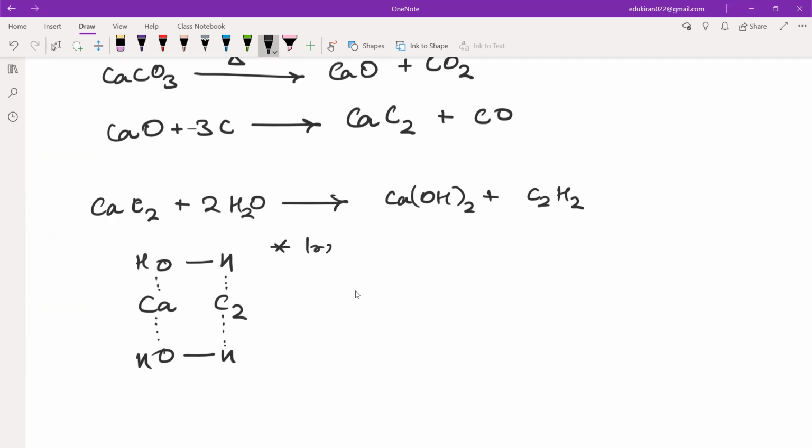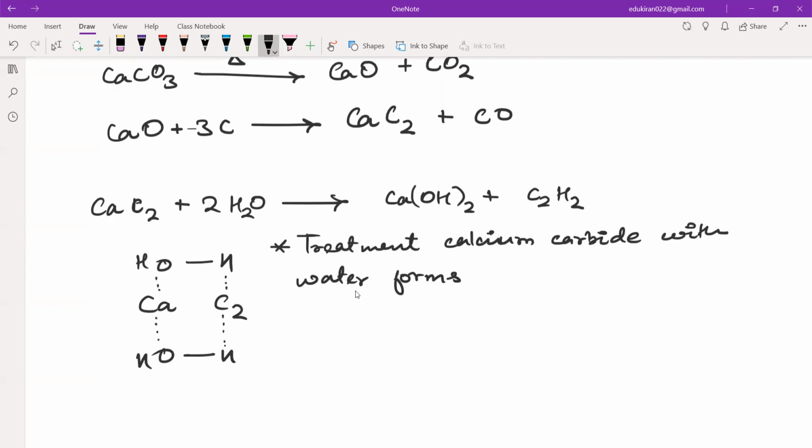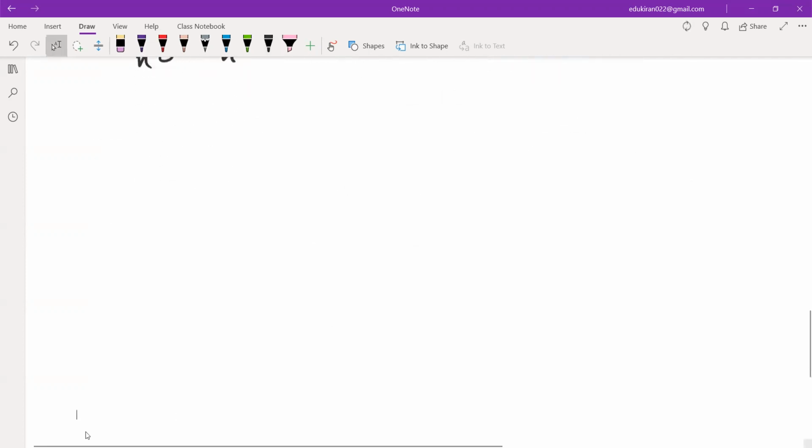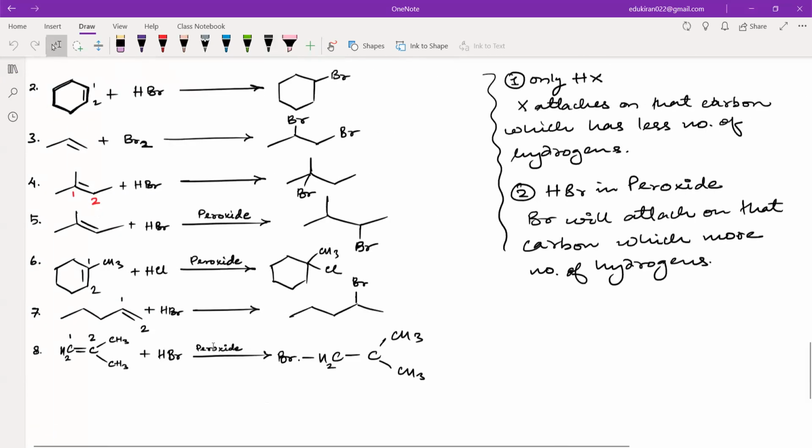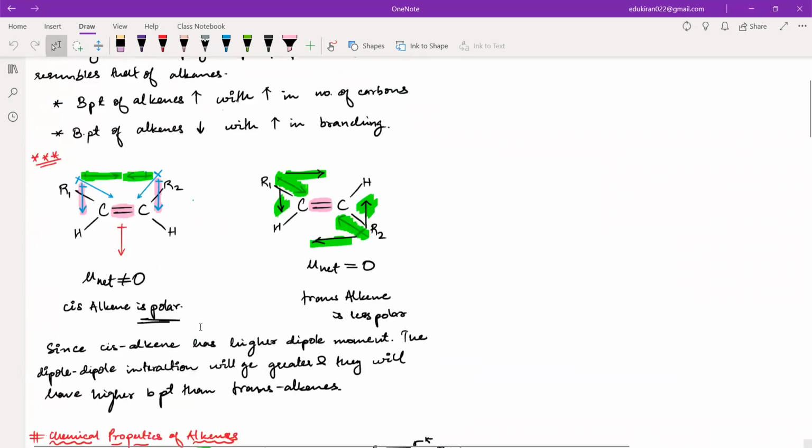So treatment of calcium carbide with water forms ethyne. This is one of the reactions. The other reaction is that we have seen from vicinal dihalides. If you remember the preparation of alkynes, we did preparation of alkynes in this class.